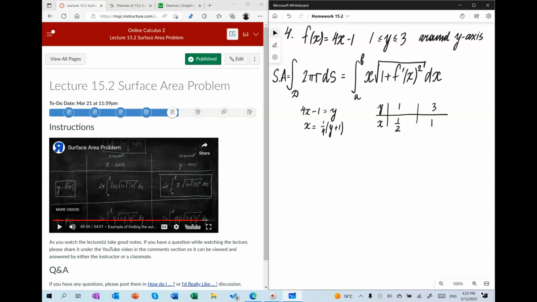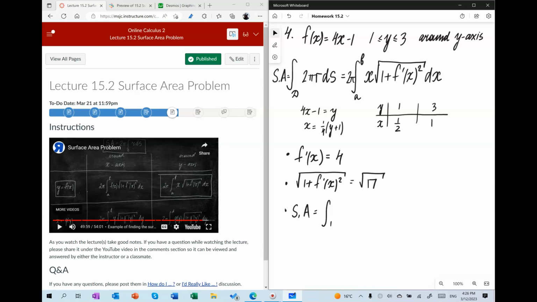Now that we have pretty much settled on the interpretation of this formula, we're going to set up this integral in 3 steps. First, we're going to find the derivative of f, it's just 4. Then we're going to find, and did I forget the 2 pi over here? Yes. Then we're going to find the integrand. It's going to be this. Now we're going to set up the integral.